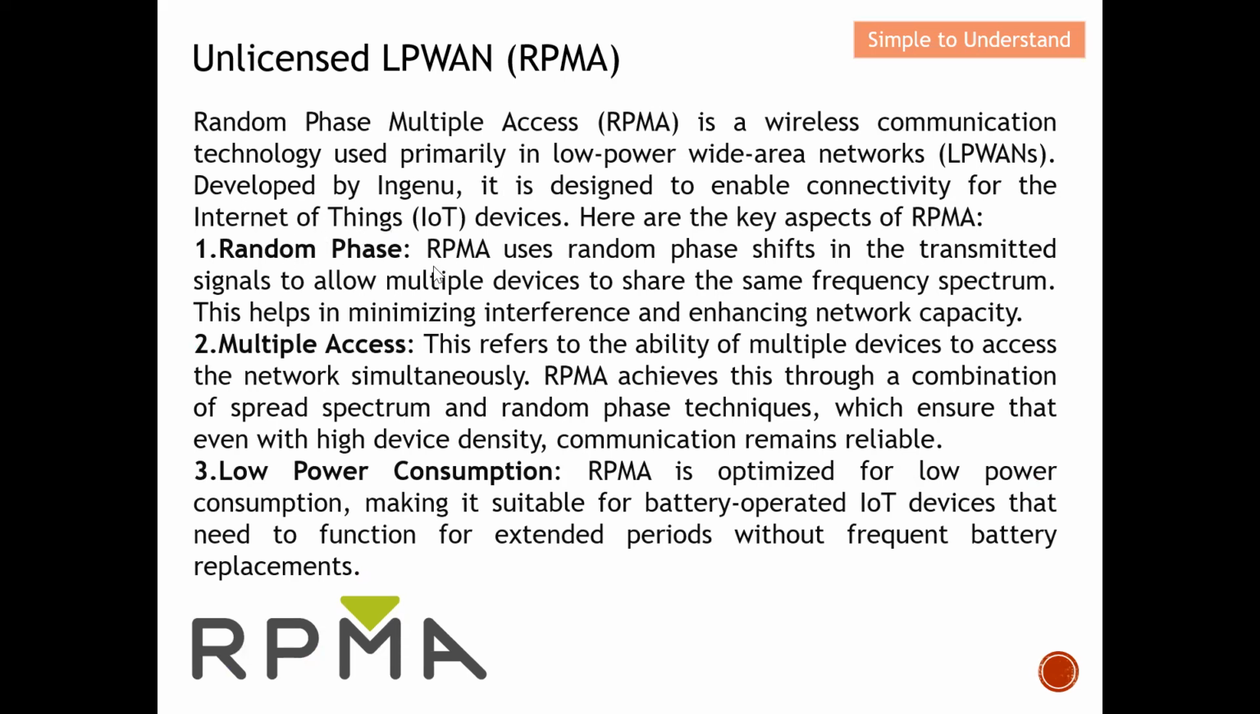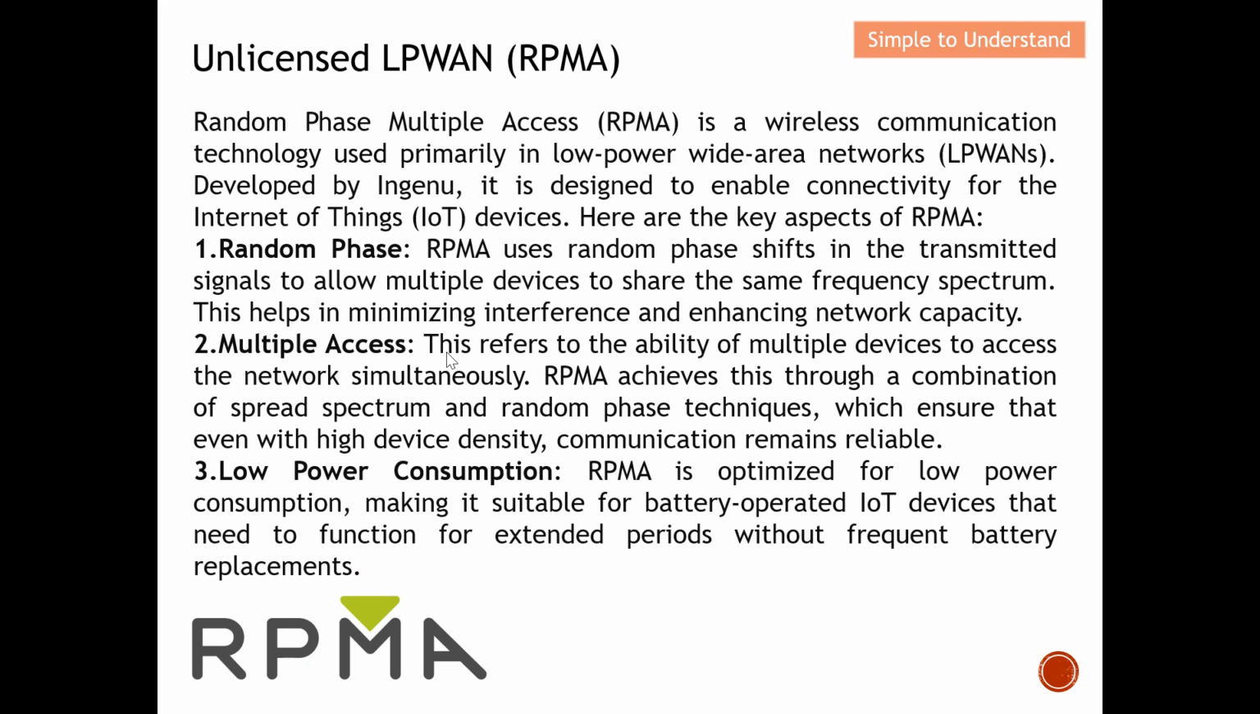Random access. RPMA uses random phase shift in the transmit signal to allow multiple devices to share the same frequency spectrum. In short, you can imagine they control the phase in order for many devices to use the same frequency spectrum. They have a precise phase to indicate which device the message is from. So this is what random phase multiple access is. They use random phase shift to transmit the signal so as to support multiple devices sharing the same frequency spectrum. This helps minimize interference and enhance network capacity.